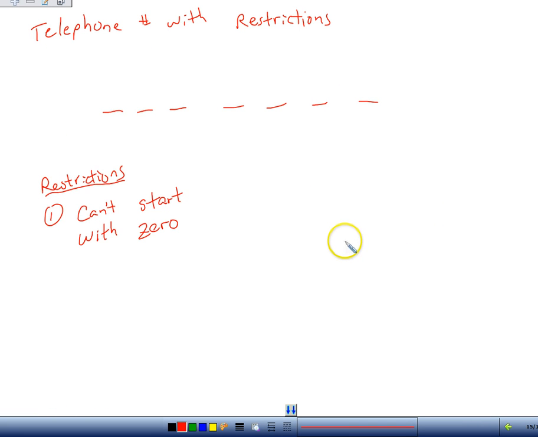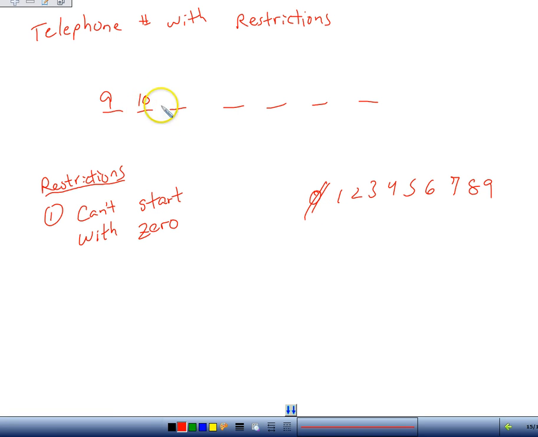In this next example, let me go back to the telephone number, but this time with restrictions. Actually, there is one restriction here: you can't start this telephone number with the digit 0. If I can't use 0 in the first position, that only leaves 9 options here. But there's no other restriction, so the other numbers can include 0.